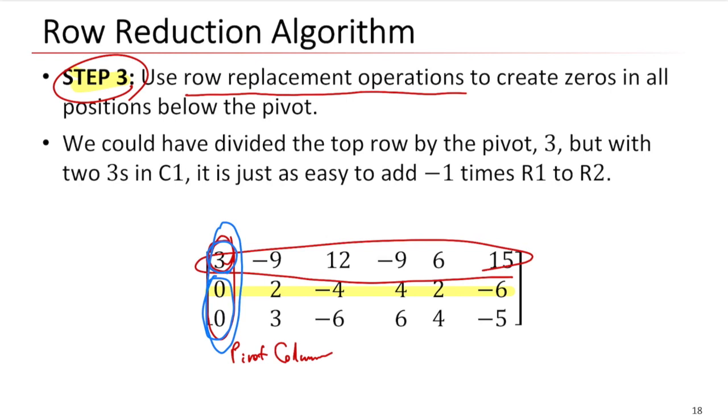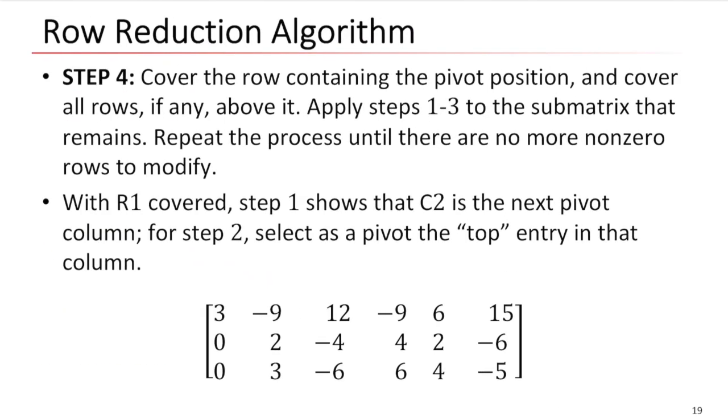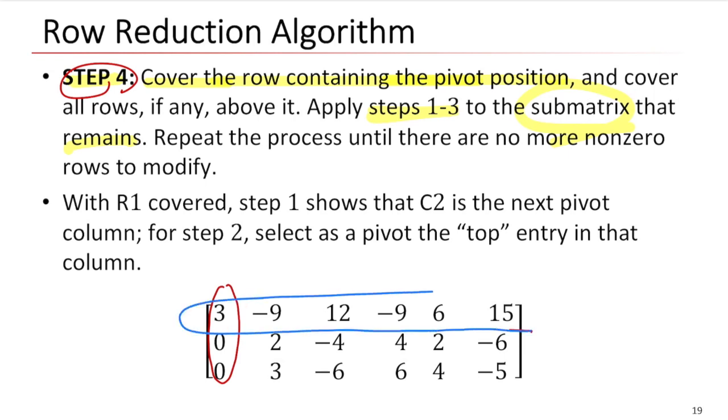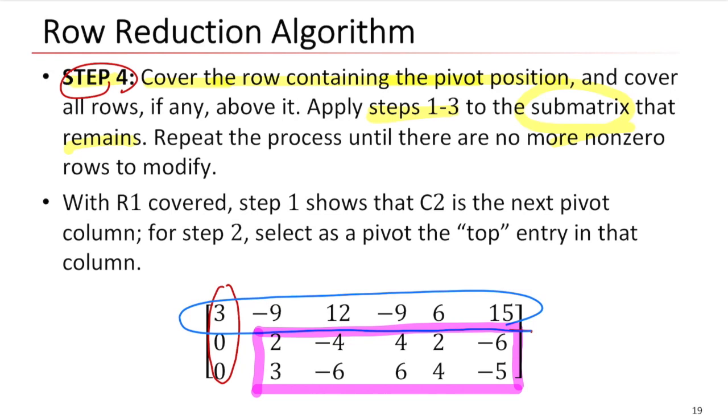Because we already dealt with column 1, we should think about another column, let's say column 2 or column 3. In step 3, cover or ignore the row containing the pivot position and apply steps 1 to 3 to the submatrix that remains. What does that mean? We dealt with this column already, right? In this case we don't need to consider this row anymore. Our main consideration is here.